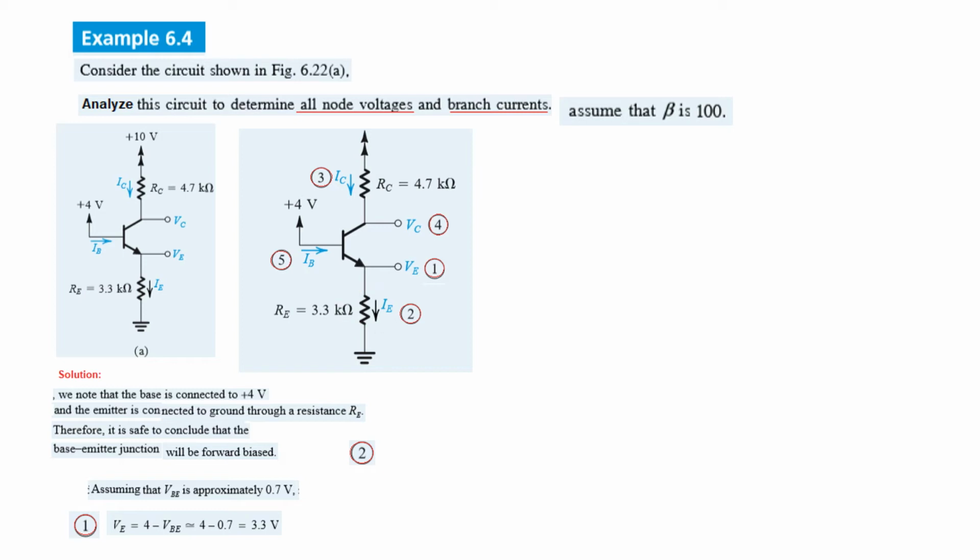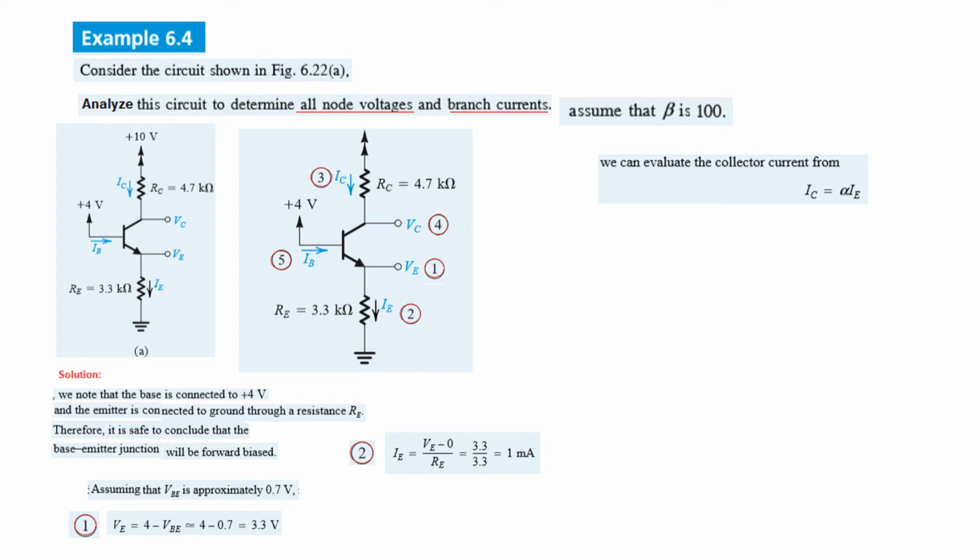So we can say that the drop across the resistor is IE into RE is equal to VE minus 0. And from there we can find out that IE is VE minus 0 divided by RE. So 3.3, and RE is also 3.3 kilo. So the answer becomes 1 milliampere. So we got the second point.